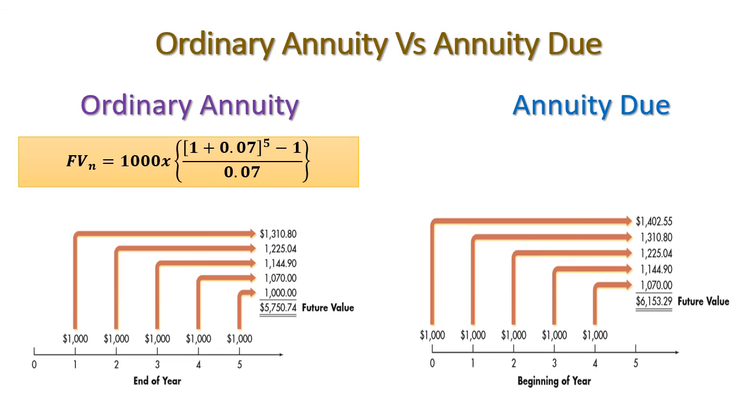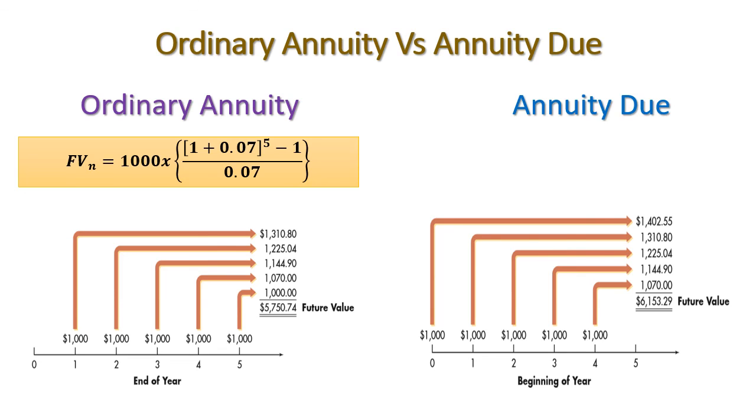But in the case of ordinary annuity, the last amount of 1,000 Egyptian pounds will be deposited at the end of year 5. So it will not get any interest or return on this amount, because the end of year 5 is the ending period, or the ending interest period, over which Mr. Ahmed intends to invest.